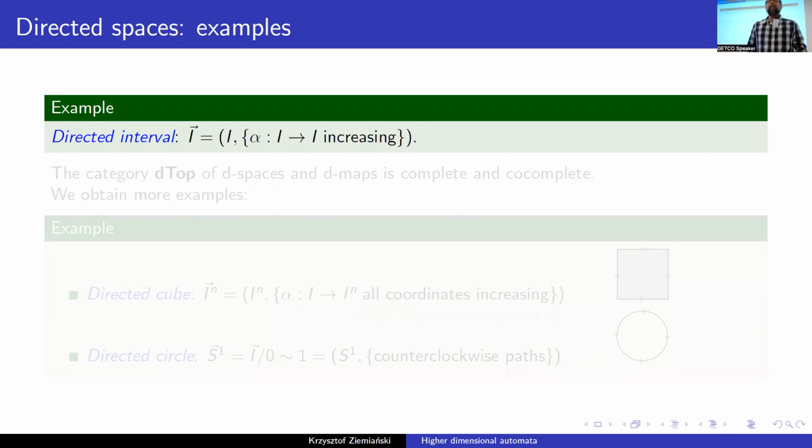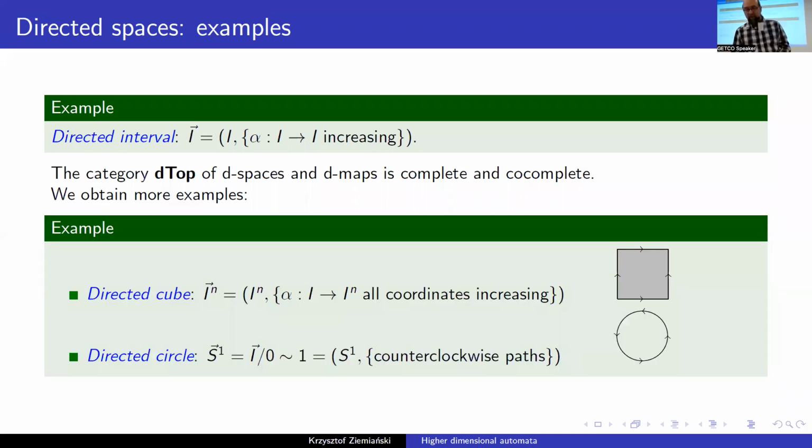Okay, and some examples. So the most important example by far is a directed interval. It's just an interval, and you're allowed to go from left to right. All non-decreasing or increasing paths are allowed. And out of this example, we built all examples which will be interesting for us today, because our category is complete. The category of directed spaces is complete and co-complete.